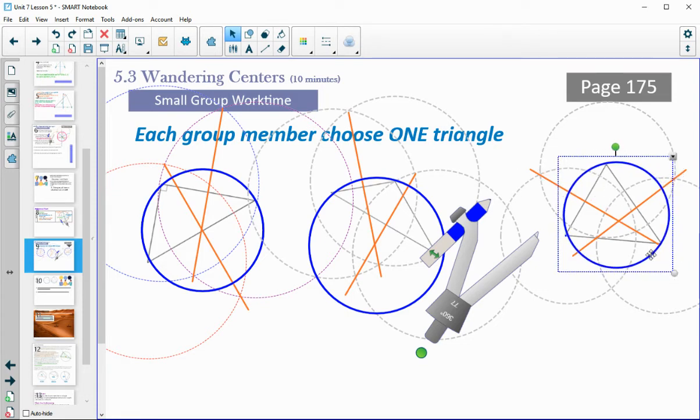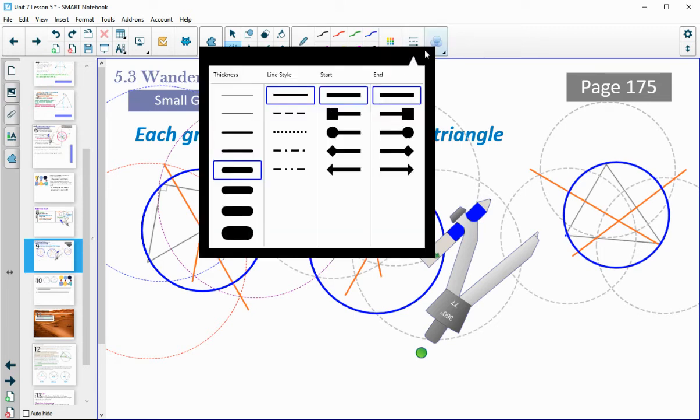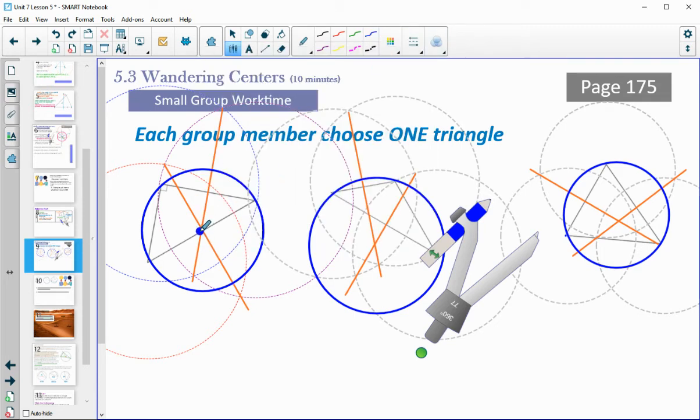those perpendicular bisectors. But anyways, you can see where the circumcenters were for each of these. Let me just highlight them on here. So there's the circumcenter, there's the circumcenter, and then there's the circumcenter.